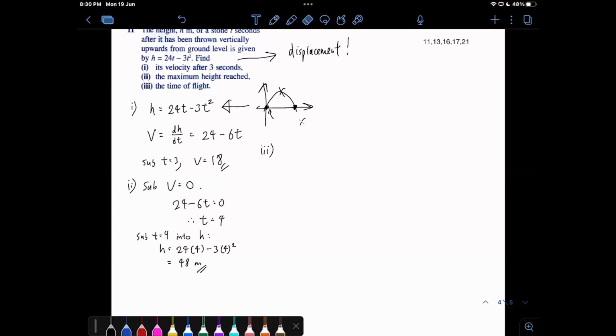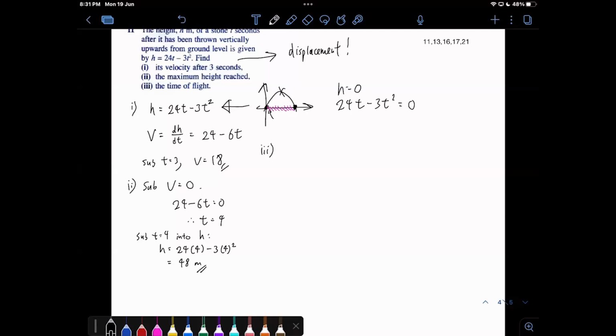Oh, actually this might be relevant now. It is asking from t equals 0 to t equals 4. Wait, I understand. The question is asking for the time until it comes back to the ground, h equals 0. So in other words, it's actually asking for this distance here. Can you see? When it goes up and then comes back down, that pink region is the time taken. So all you need to do is set h equal to 0 and solve for the roots.